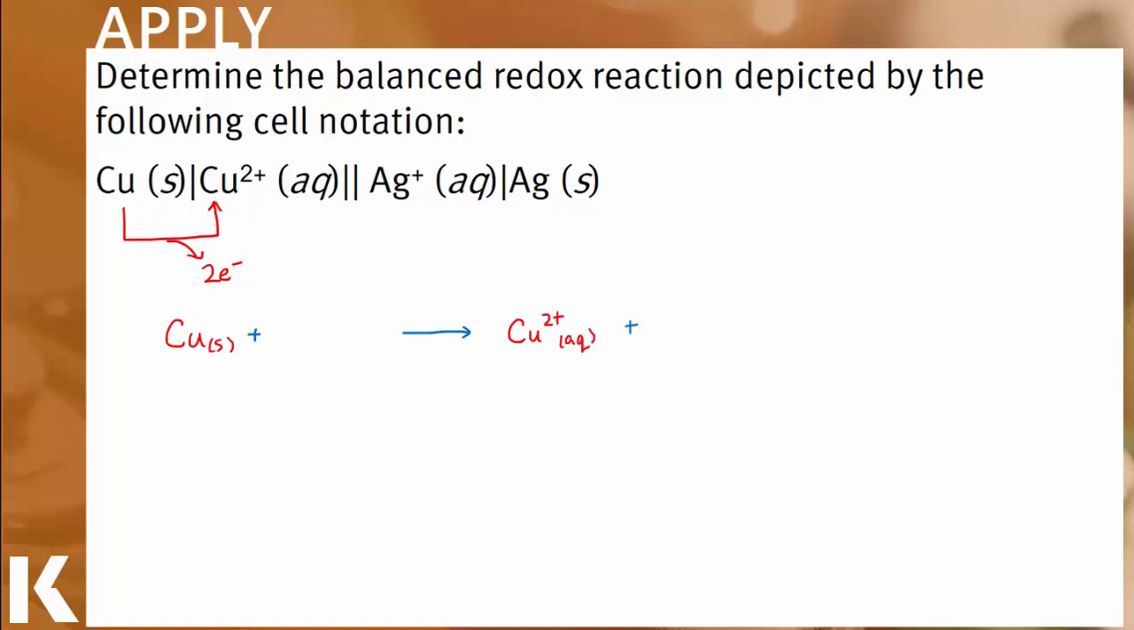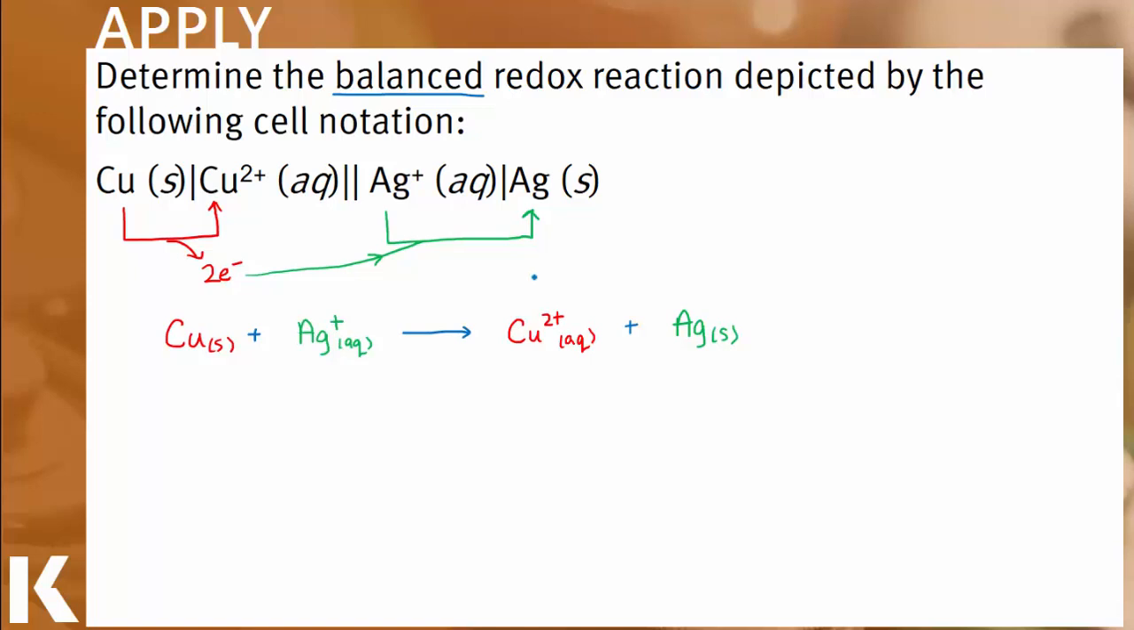On the other side of the double line, silver ions are gaining electrons to form solid silver, which means that silver is the cathode. So silver ions are on the reactant side and solid silver is on the product side. You might be tempted to call this done, but don't forget, this reaction also needs to be balanced.